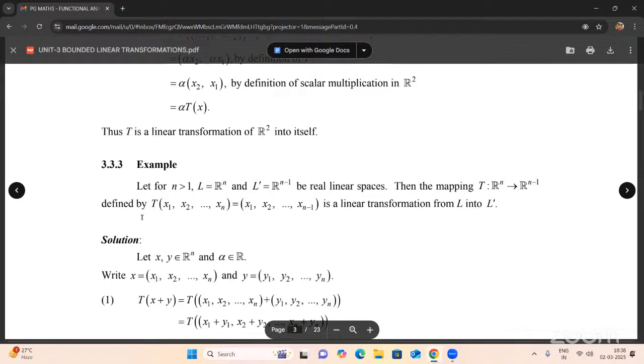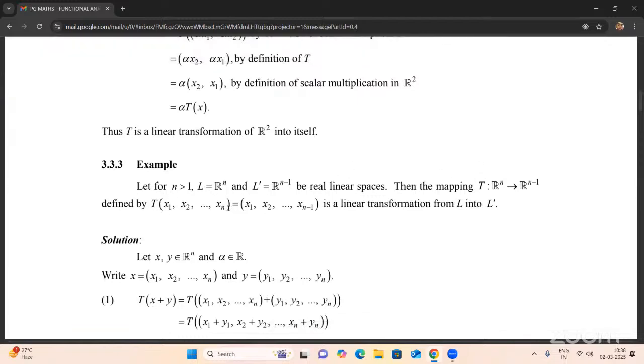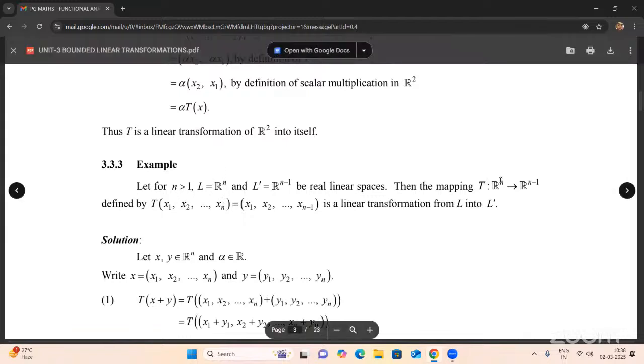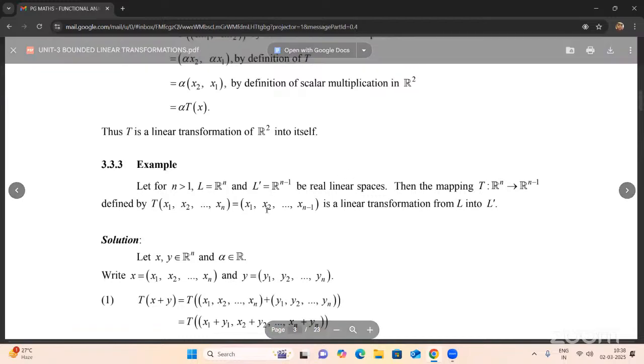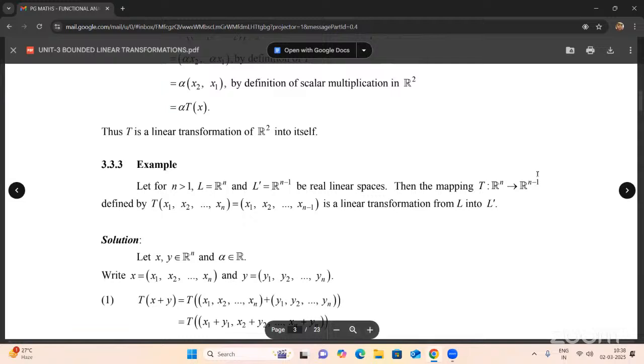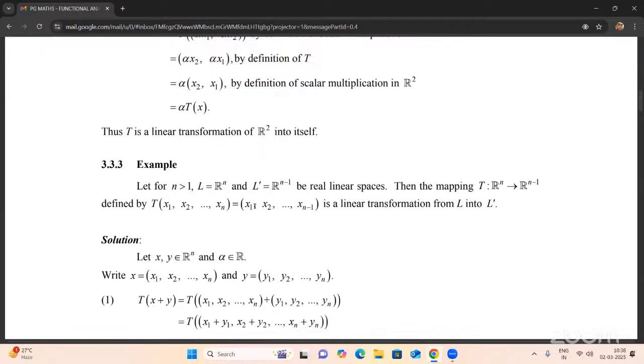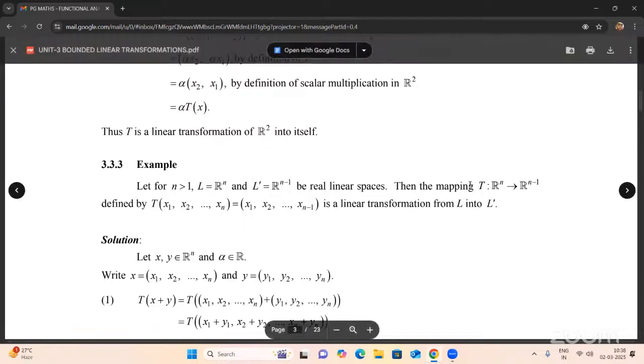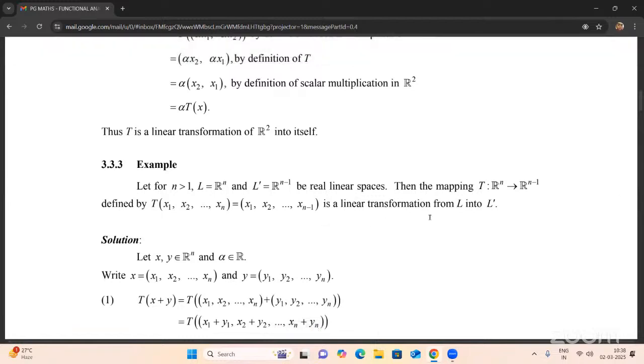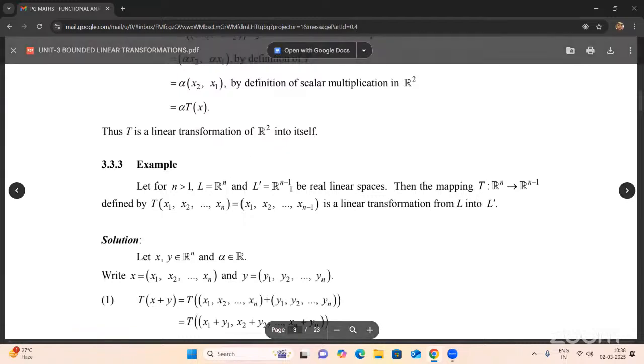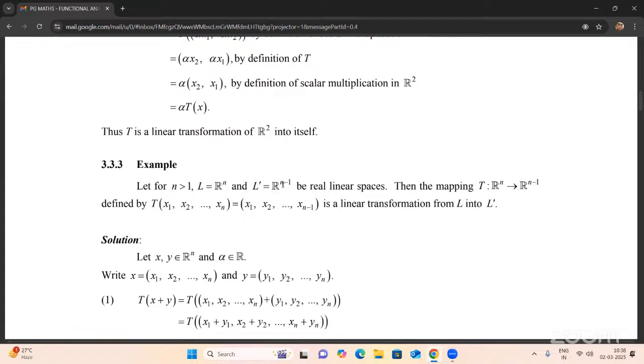Given that relation, we are taking the n dimensional values, x consisting of x1, x2, and so on, xn. That is the n dimension. The image has dimension n minus 1. In the same manner, we replace x with the part x1, x2, and so on, xn minus 1. So this is the relation and it depends upon the mapping. Now, this is also a linear transformation from L into L dash. Here, L means the n dimensional space and L dash means the n minus 1 dimensional real linear space.